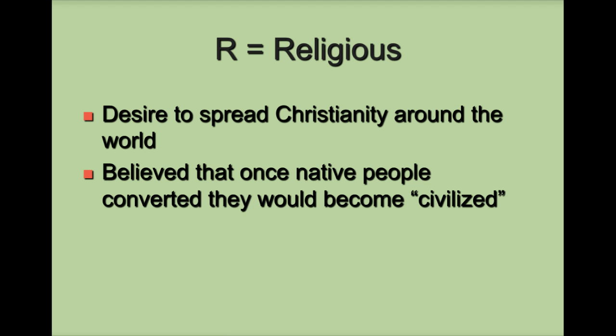The R in empire stands for religious. It's this desire to spread Christianity around the world that Europeans have had for hundreds of years. And they believe that once they take the message of Christianity to the so-called heathen people, they would convert and the heathens would become civilized. Basically, they would become like the Europeans.